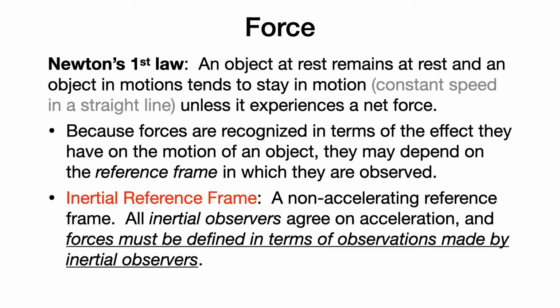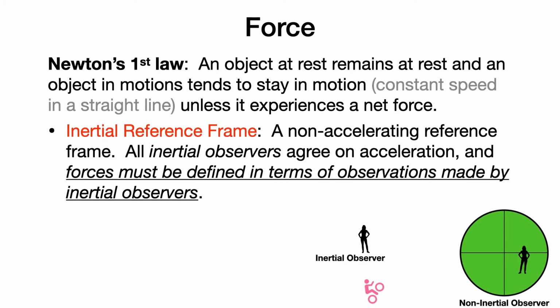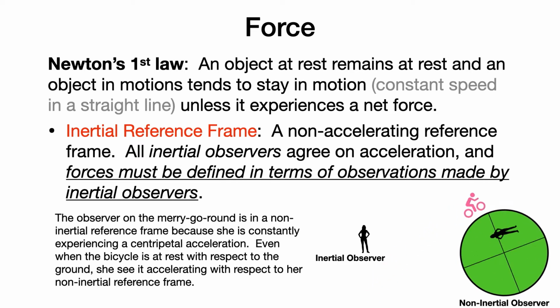As an example, consider two observers, one an inertial observer standing on the ground, and the second a non-inertial observer who is riding on a merry-go-round. And they're going to be observing somebody riding around on a bicycle. So the inertial observer observes the bike move, it will accelerate, it will sit still. There are times when it will be sitting still, times when it will be traveling with a constant acceleration or constant velocity.